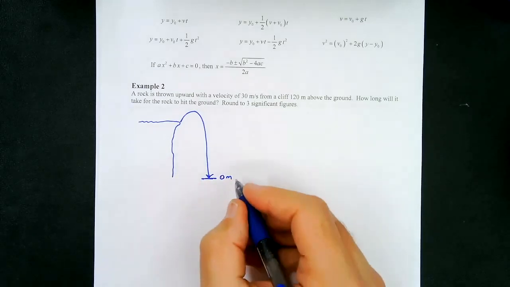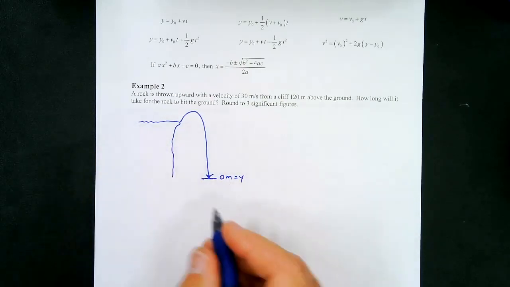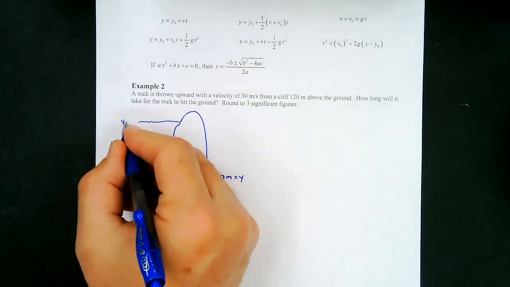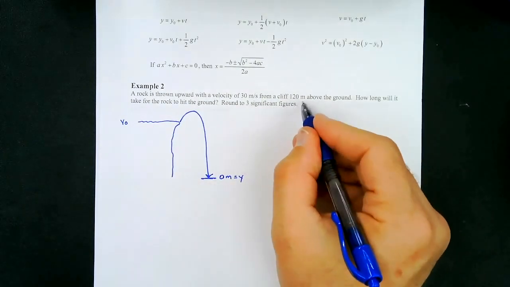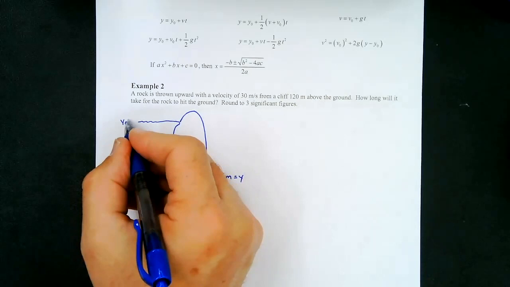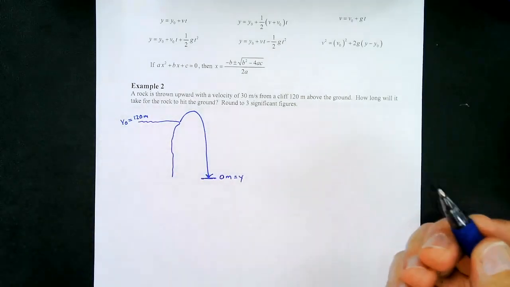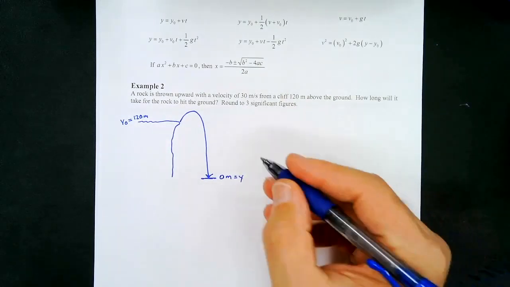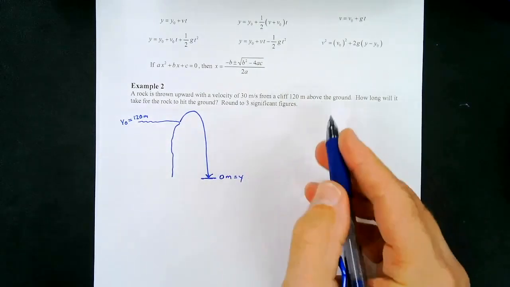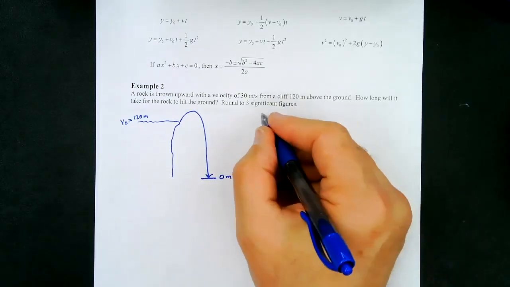So this is going to be my y. This is going to be my y sub 0, and I know I'm starting on a cliff and it's 120 meters above the ground. So I know my starting y sub 0 is going to be 120 meters above the ground. That's where I'm starting, and I'm going to end at 0. So I want to know how long will it take the rock to hit the ground. So I'm finding t.